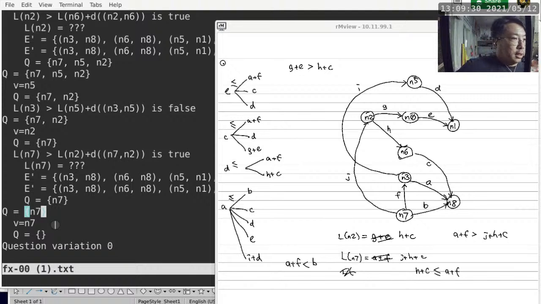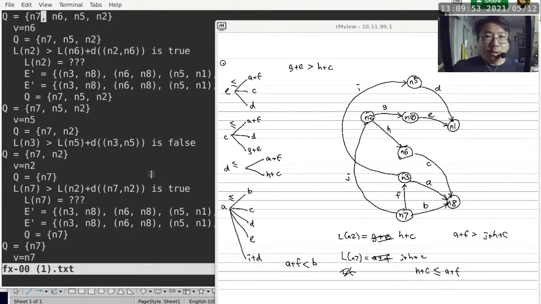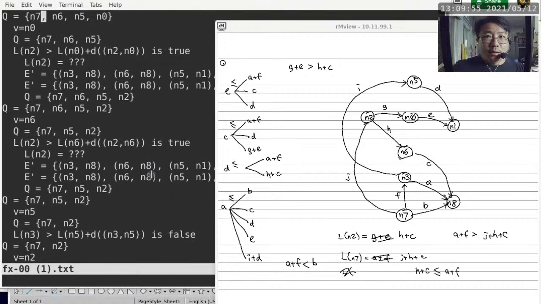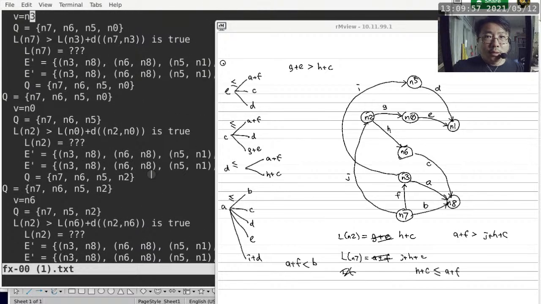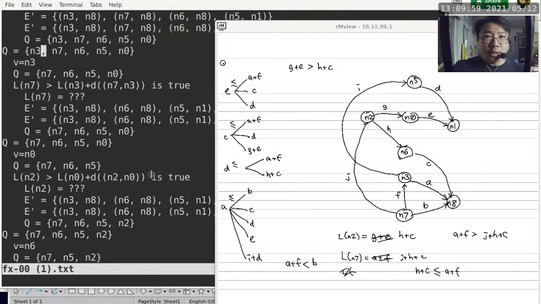To answer Anita's question, can I explain how we got A is less than or equal to I plus D? Okay, so A is less than or equal to I plus D because A is the L value of N3. So somewhere along the line we chose N3 instead of some of the other vertices. Right? I think it's this one.